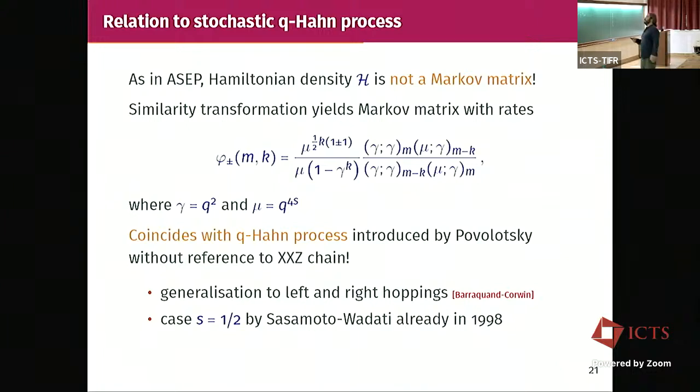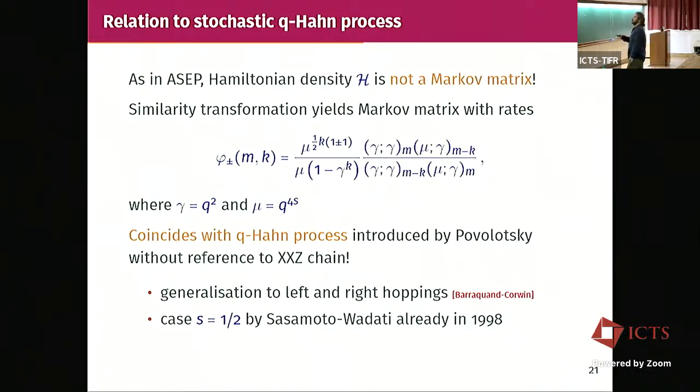Okay, right. So we ended up with these rates, and actually, looking into the literature, we found that this process was already studied. So what I've explained to you has already been known, but not from this algebraic point of view, I would say. The rates were introduced by Povolotsky without really referring to this XXZ spin chain and the algebraic structure.